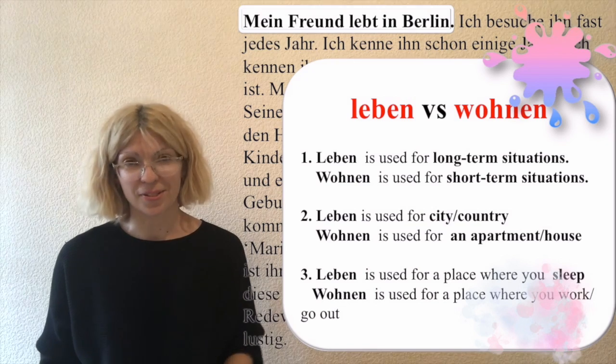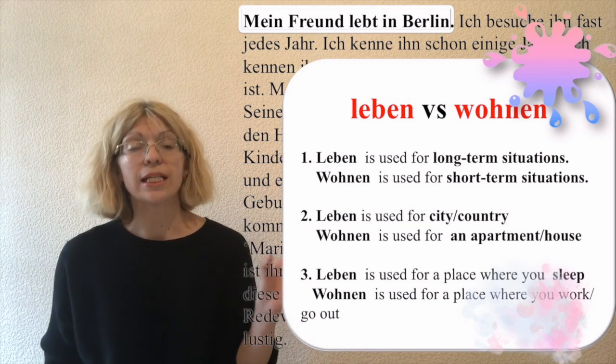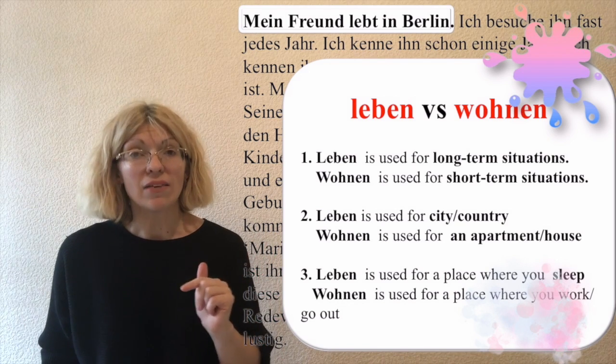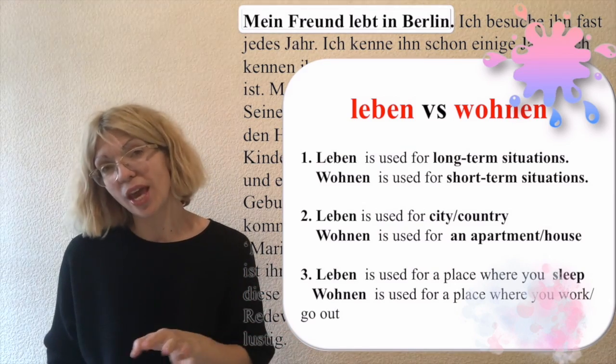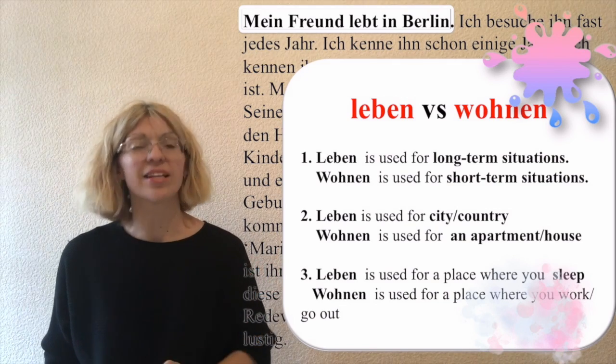Okay, the next. By the way, that's why here, for example, mein Freund lebt in Berlin. It means that he has been living in Berlin for a long time and he's not going to move. Yeah, that means leben here. Okay, the next.